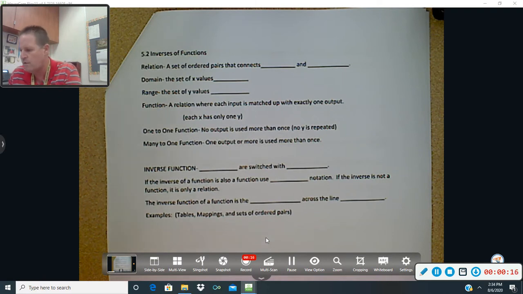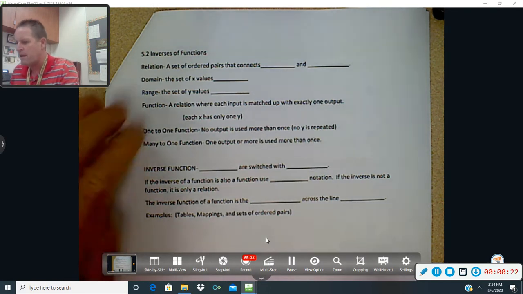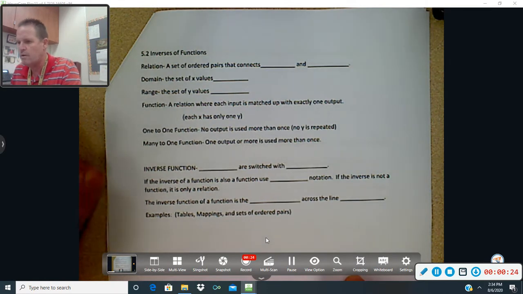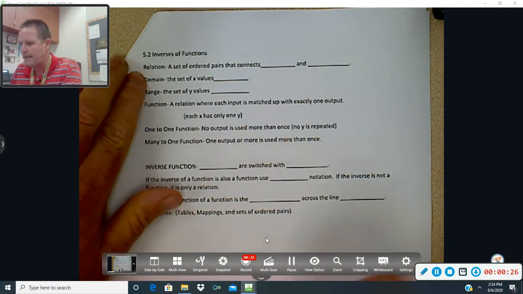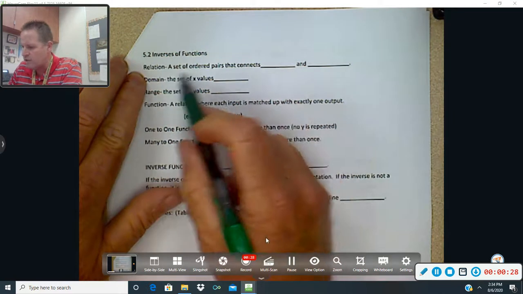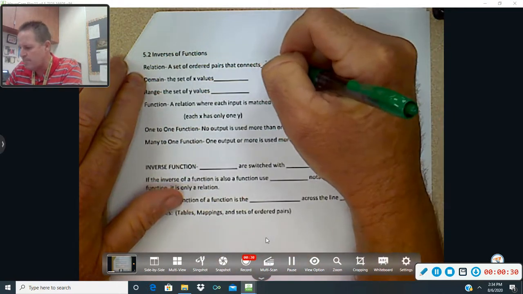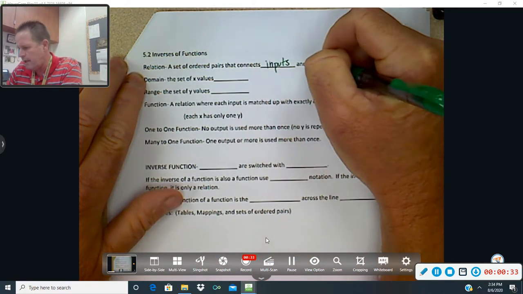So this is a review of Integrated 1 material. I think you'll find that it's pretty simple, pretty basic stuff, but some things that we definitely need to go over. So what exactly is a relation? A relation is a set of ordered pairs that connects inputs and outputs.